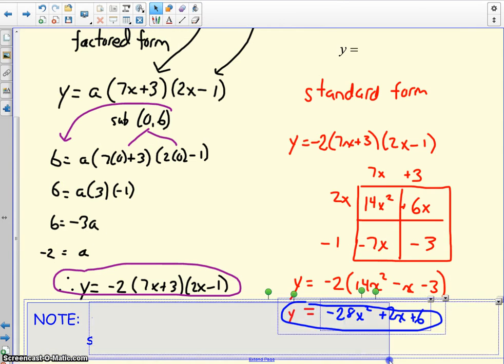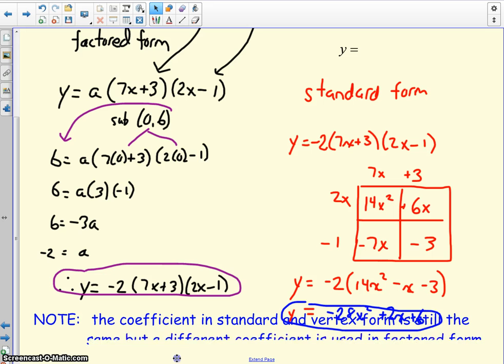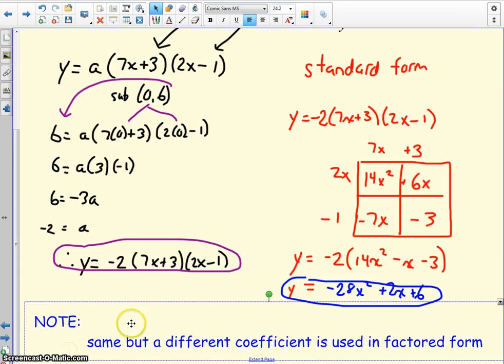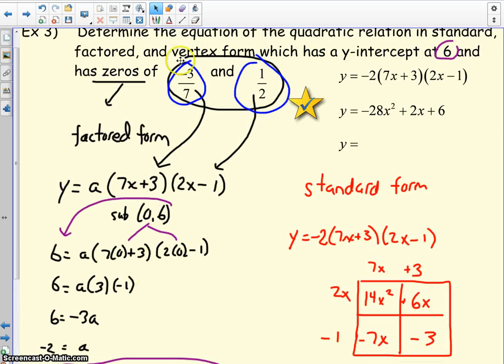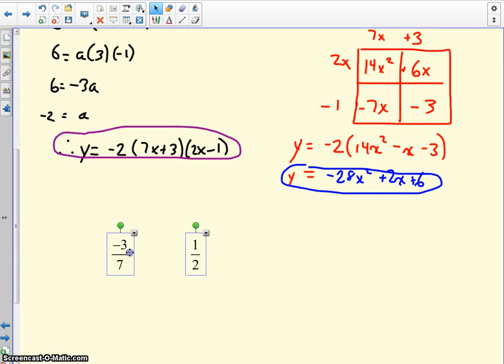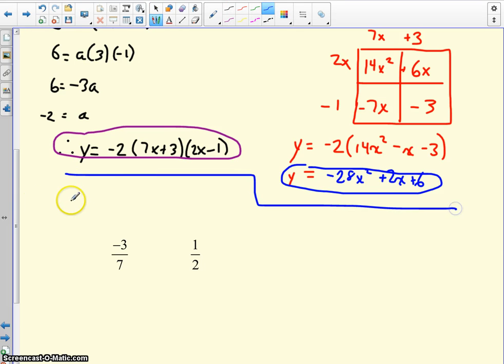So first thing I'm going to do is just move this out of the way. Okay. So with these x-intercepts of negative 3 over 7 and 1 over 2, I'm going to work with those to find my axis of symmetry. So there's my zeros down here. Okay, so vertex form. So these are my x-intercepts. So I can find my axis of symmetry by adding them together.